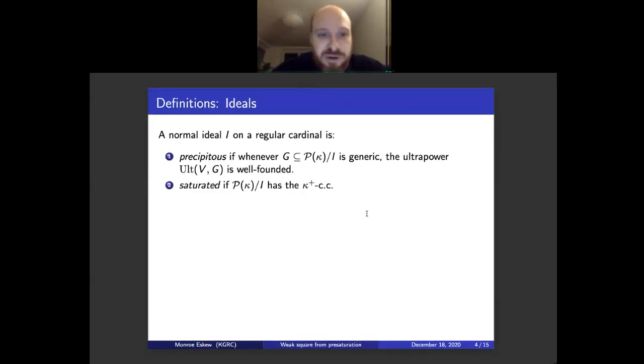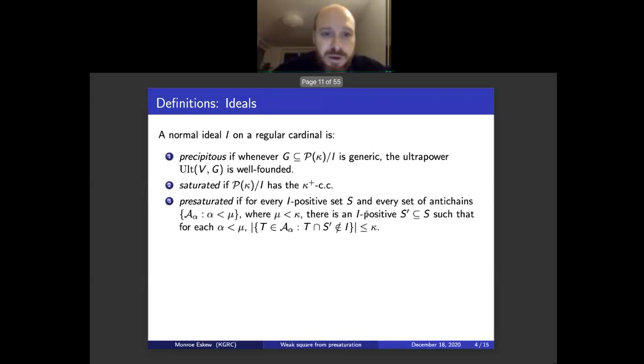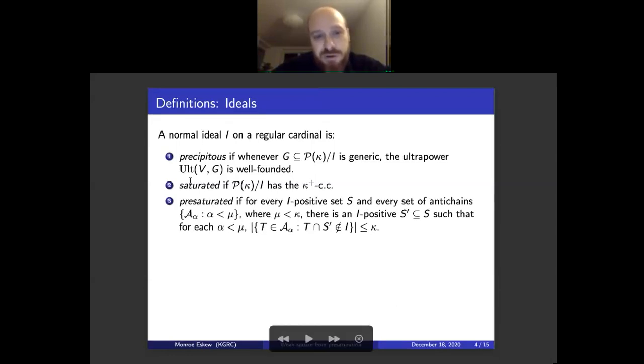We say an ideal is saturated on kappa if this Boolean algebra has the kappa plus chain condition. Presaturated is a weakening, saying that if you have fewer than kappa many maximal antichains and you have an arbitrary positive set S, then you can find an I-positive subset S prime of S such that it meets each antichain in at most kappa many places. Saturation, because it says each antichain has size at most kappa, is a trivial strengthening of that.